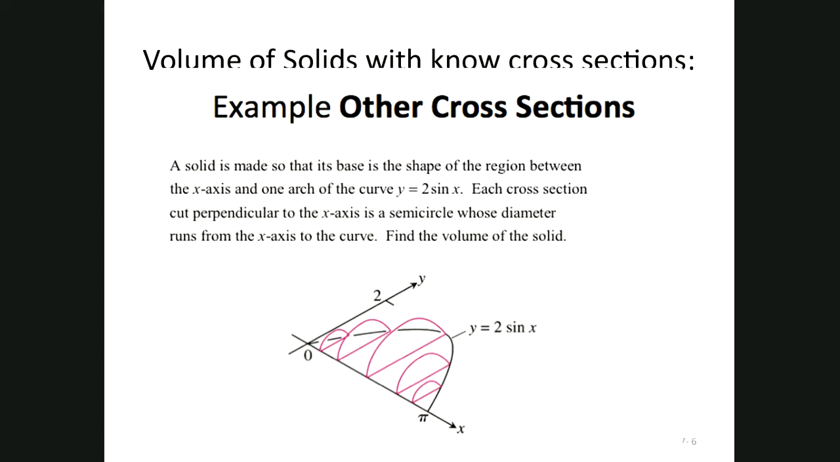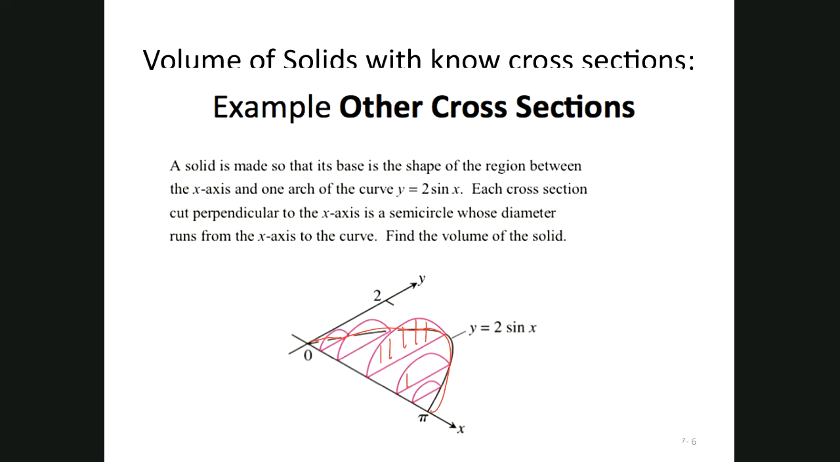Now, when you do solids of cross sections, they give you a base, and then they tell you what type of figure they're going to put on that base. So in this problem, it says a solid is made so that the base is in the shape of the region between the x-axis and one arc of the curve 2 sine of x. So this is my base. If I draw this line in here, the base is down here. And then they said each cross section cut perpendicular to the x-axis is a semicircle. So here are all my semicircles.